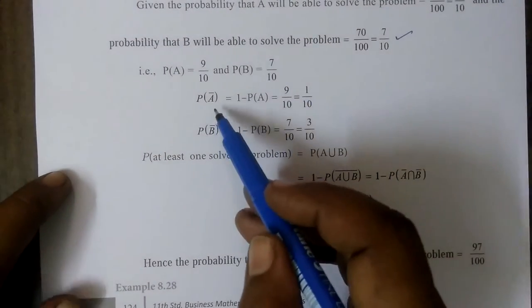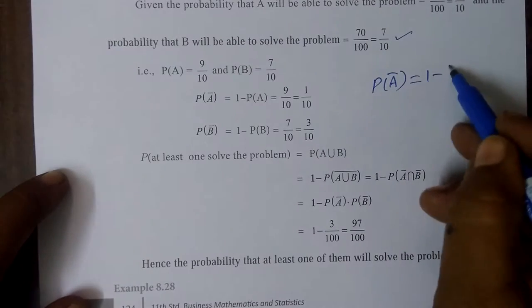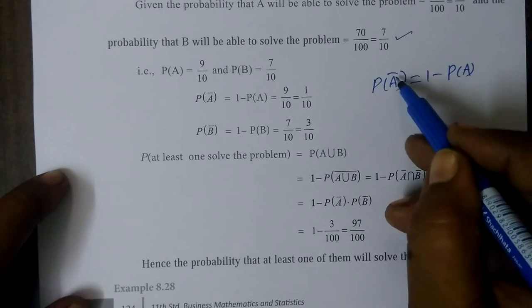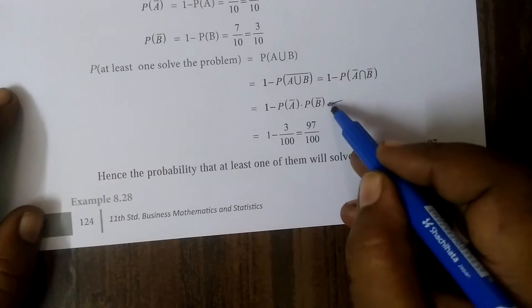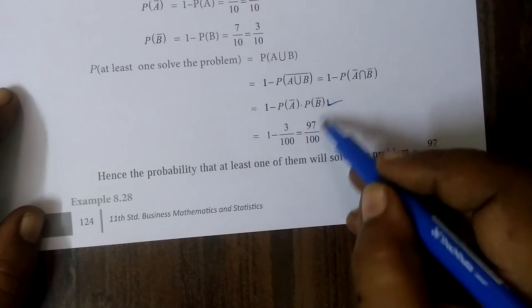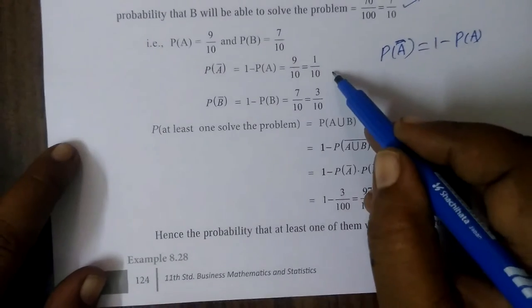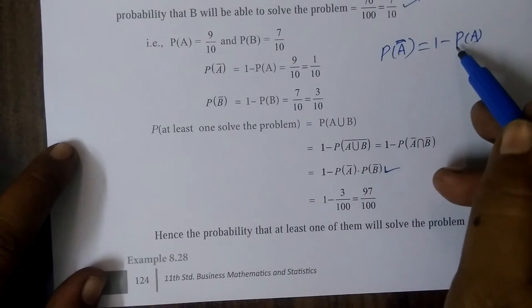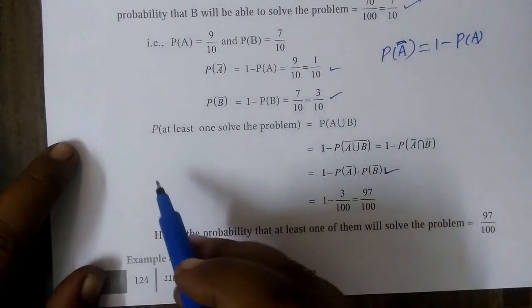And we are finding P of A bar. And we know the formula P of A bar equals 1 minus P of A. We find A bar and B bar because in the final step we need to substitute the values of A bar and B bar, so that we are finding P of A bar and P of B bar. So P of A bar formula is 1 minus P of A. So 1 by 10 and 3 by 10.